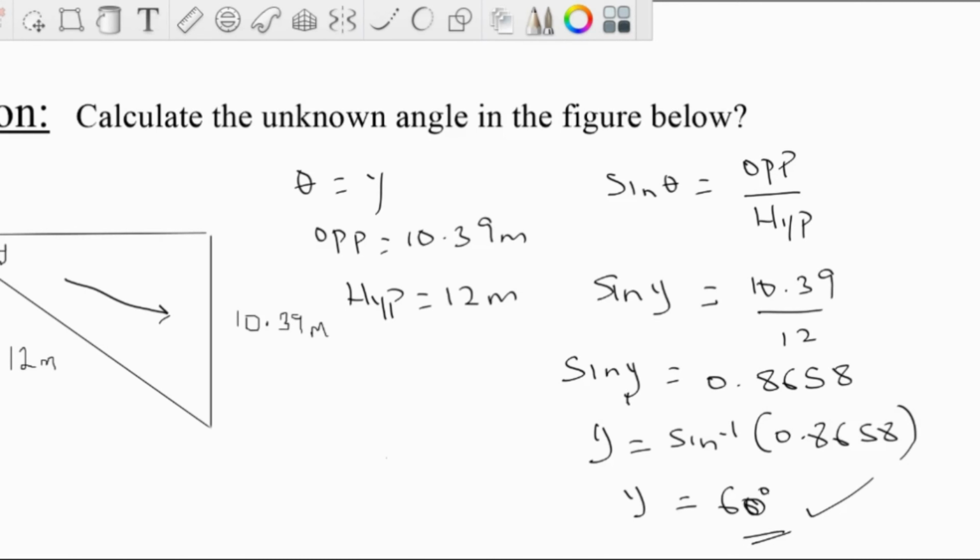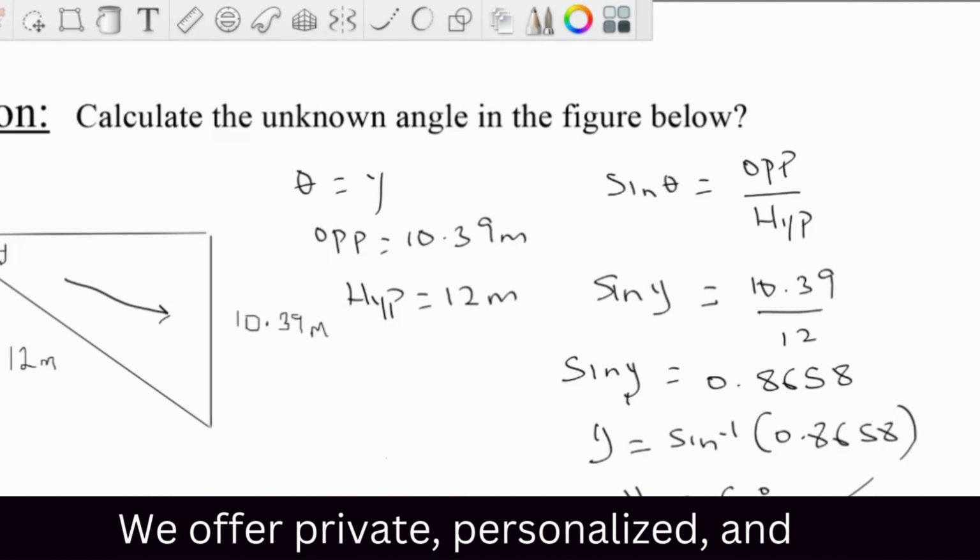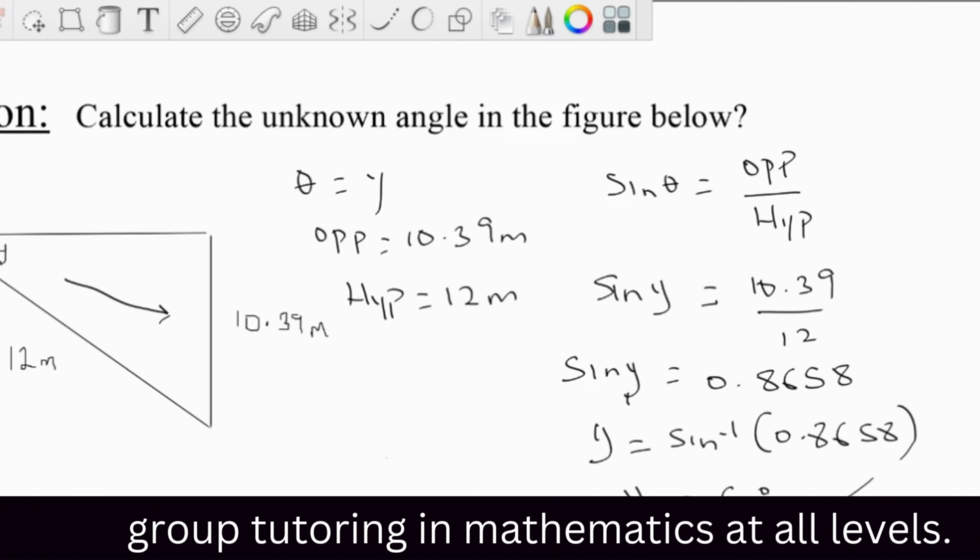So this is how we solve questions involving trig functions.